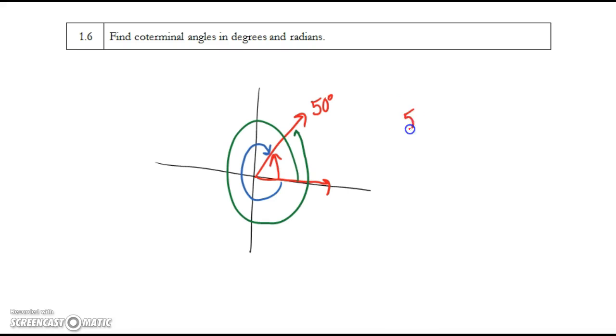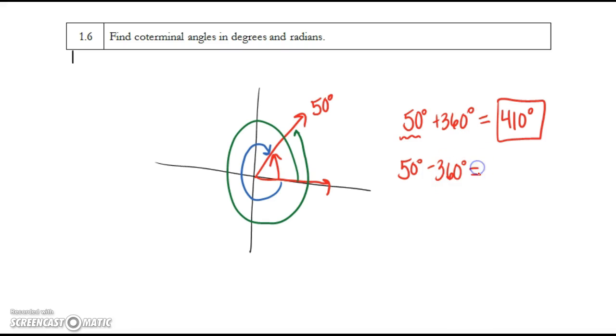So if we're at 50 degrees and we add a full rotation, that's what we see here in the green. We have a full rotation plus essentially what we did here in red, right? So 50 degrees plus 360 degrees ends up being 410 degrees. So 410 degrees is coterminal with the 50 here. We could also start with our 50 degrees and go in the opposite direction. So subtract 360 degrees. 50 minus 360 is negative 310 degrees. So both 410 degrees and negative 310 degrees are coterminal with 50 degrees.